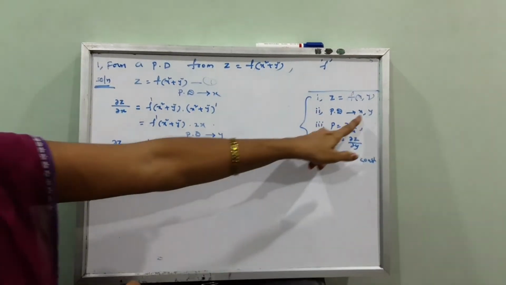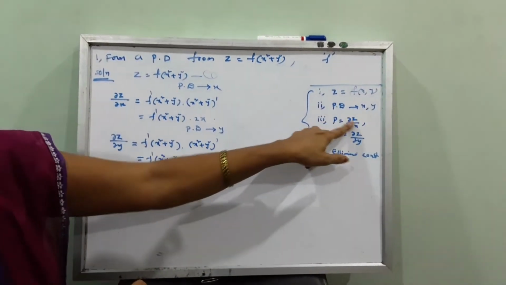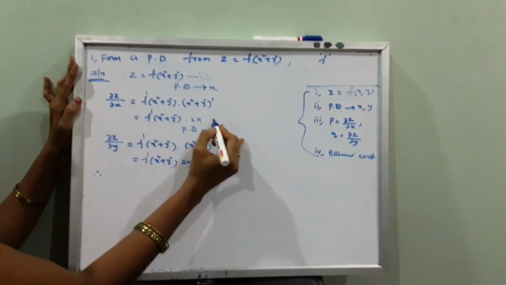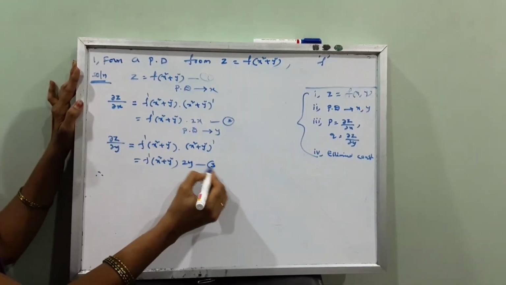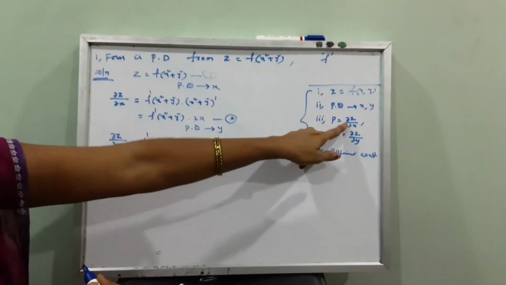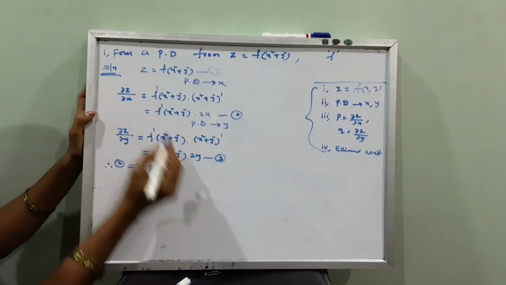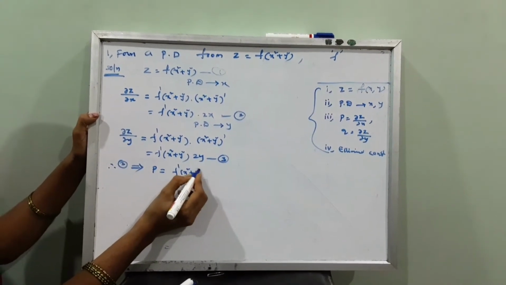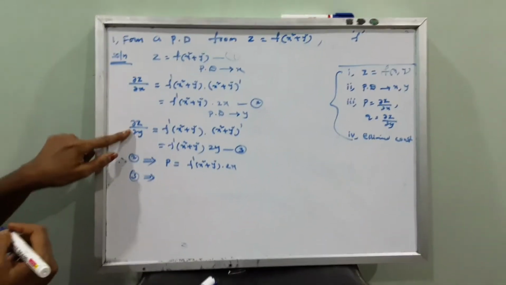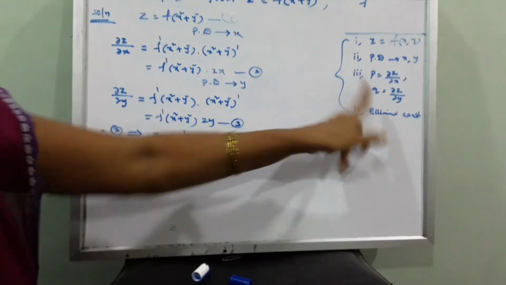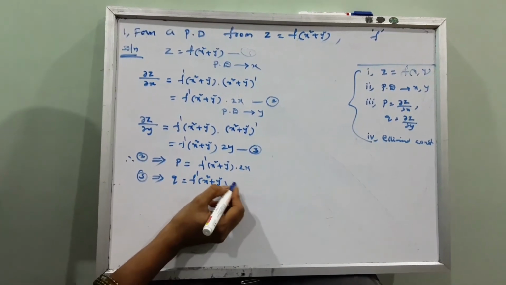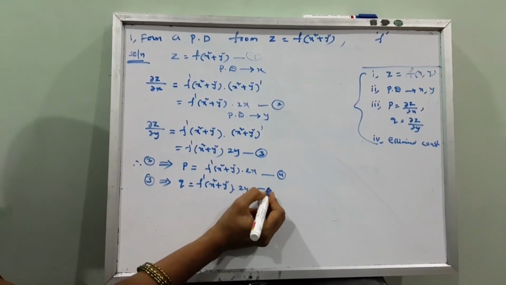Therefore, the next third step is put p is equal to dou z by dou x and q is equal to dou z by dou y. This is equation 2 and equation 3. From equation 2, putting dou z by dou x as p, p is equal to f dash of x square plus y square into 2x. From equation 3, putting dou z by dou y as q, q is equal to f dash of x square plus y square into 2y. These are equation 4 and equation 5.